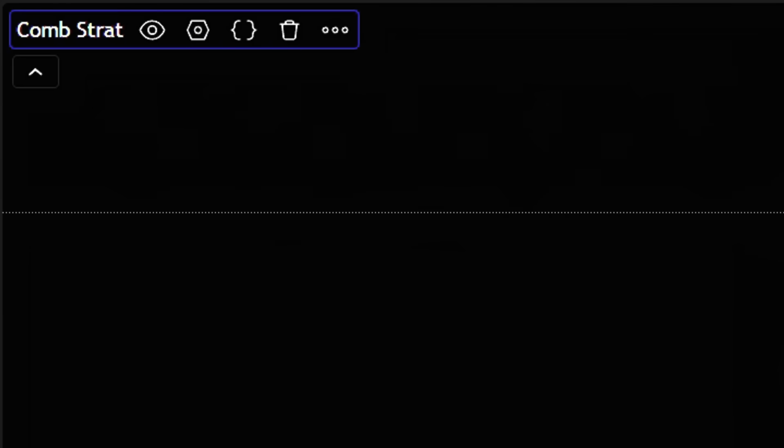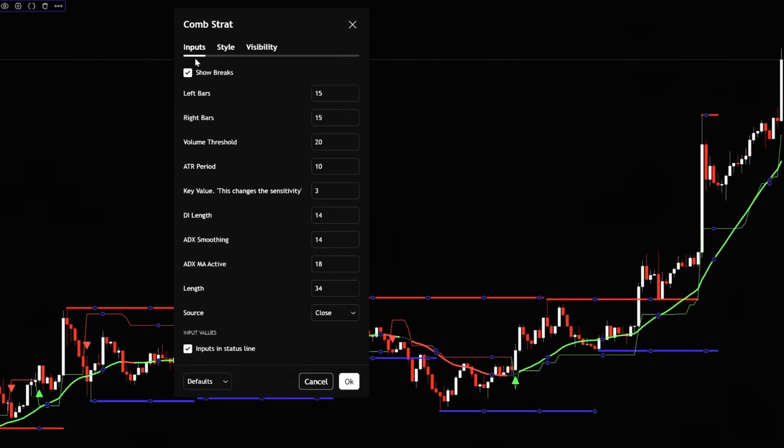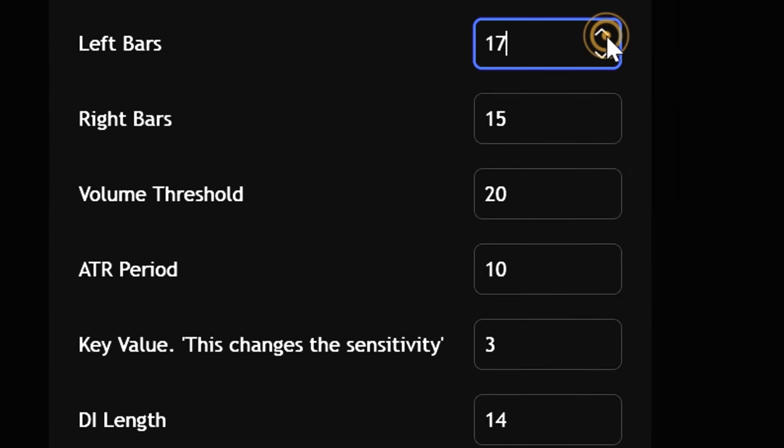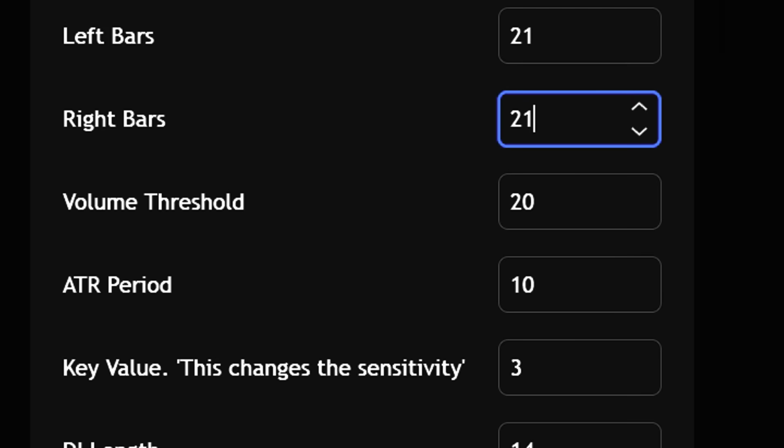Now this part is mission critical. We're not using the default settings ever. This is how we get our edge. Open the settings, go to the inputs tab, and change the left bar and right bar to 21. Trust me on this. It filters out the weak signals and makes these levels way more reliable.